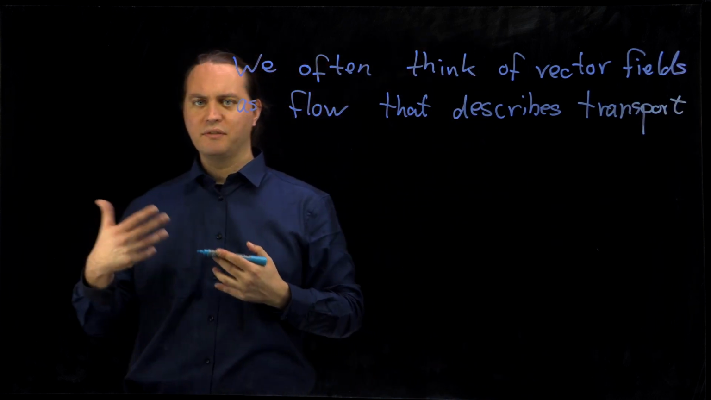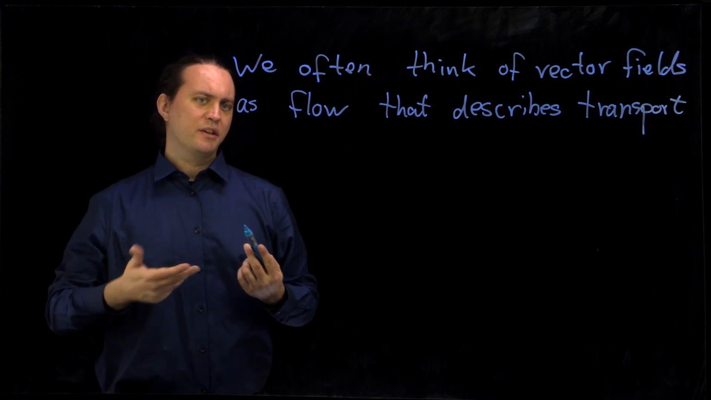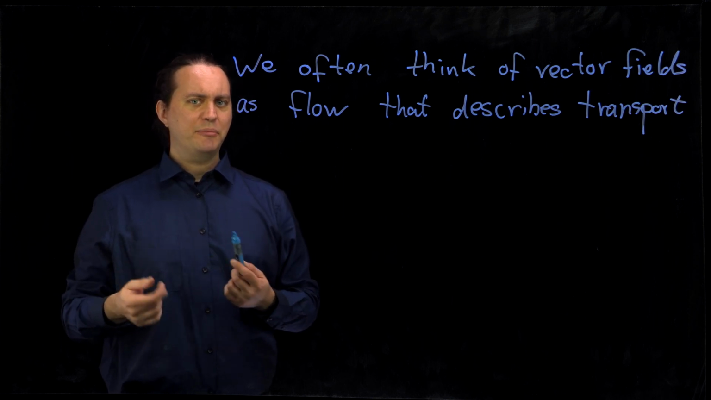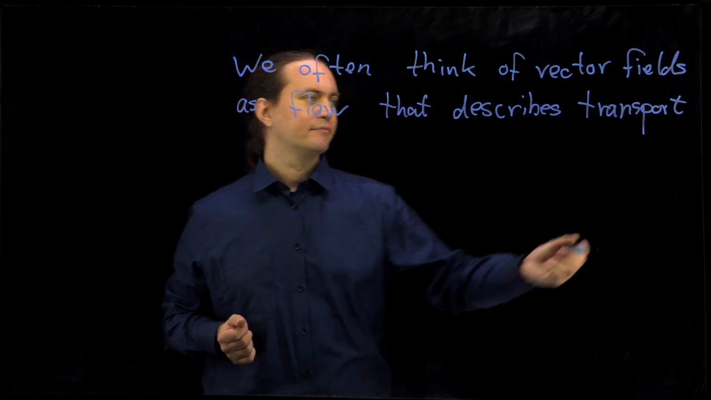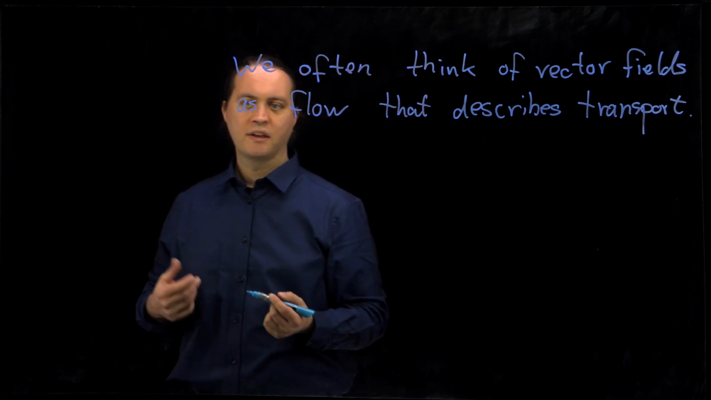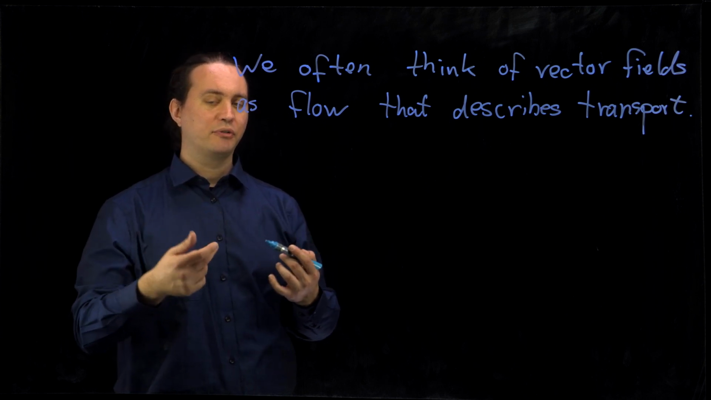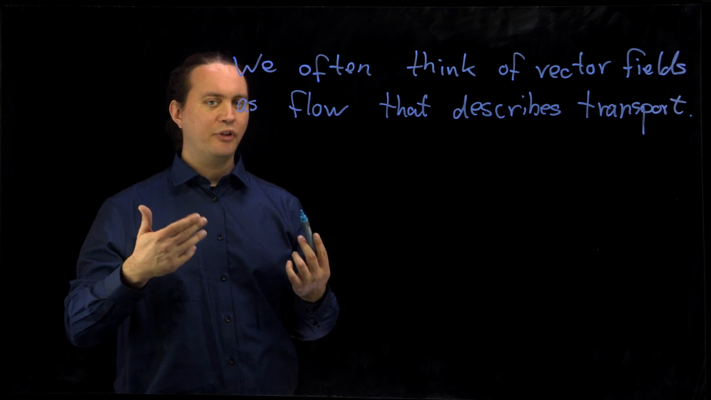For example, the velocity of water in a river may describe how the water is being transported there, obviously. But sometimes in a river you also got sources and sinks. In that case, the vector field that describes the transport or the velocity of the water will actually have non-zero divergence.